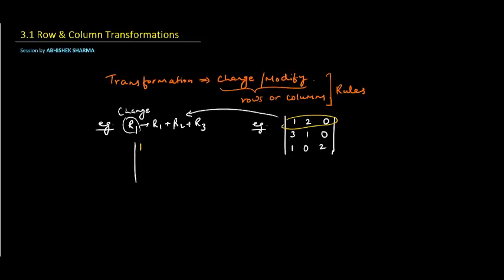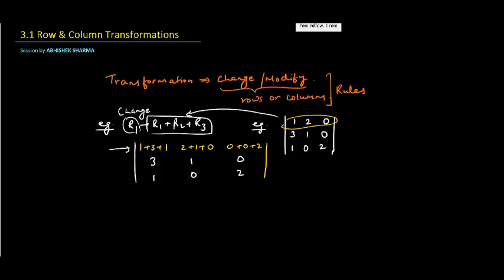So the first row now becomes 1 plus 3 plus 1. The second row becomes 2 plus 1 plus 0. Third row becomes 0 plus 0 plus 2. बची हुई दो rows में हम कोई change नहीं कर रहे, we are not changing the remaining rows, so will keep them as they were original, right. So we have done the change in the first row, and this transformation, this change is following this particular rule.